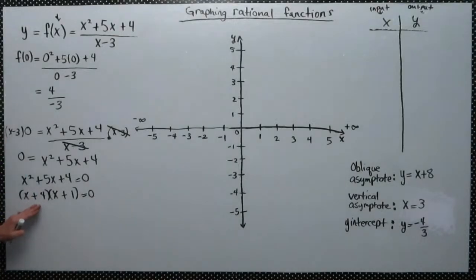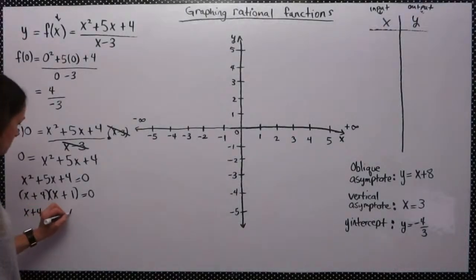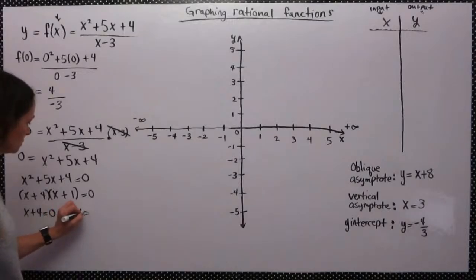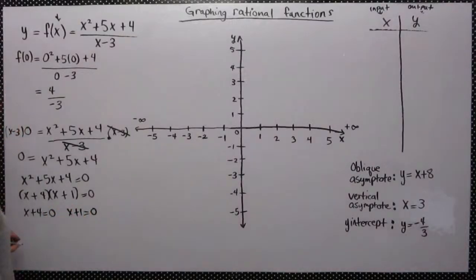because to find these actual zeros, we take each factor and set it equal to 0. So that's going to give us x plus 4 equals 0, and x plus 1 equals 0. And this is also the reason why those horizontal shifts are opposite. It's because the actual 0 is what you're finding from the factor.